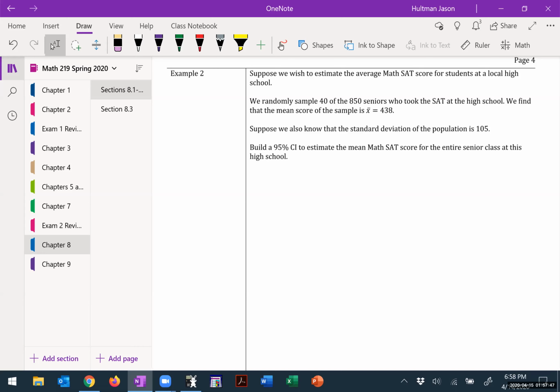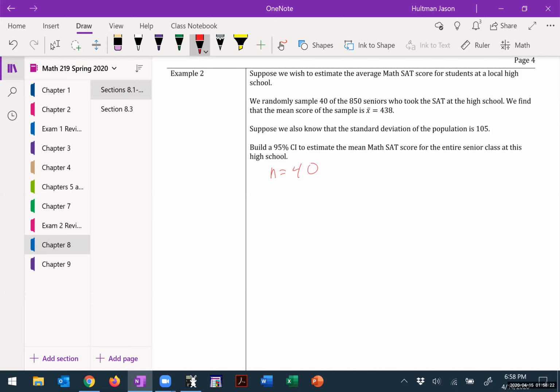Anyway, so suppose we wish to estimate the average math SAT score at a local high school. We randomly sample 40 of the 850 seniors, right? So N is equal to 40, right? Does that make sense? My sample size is 40 here.